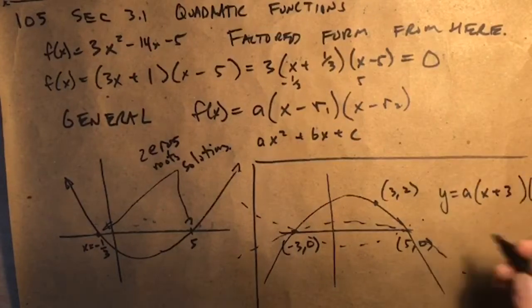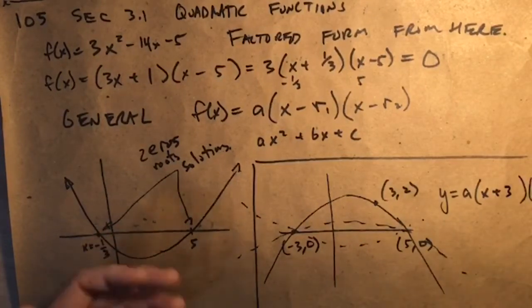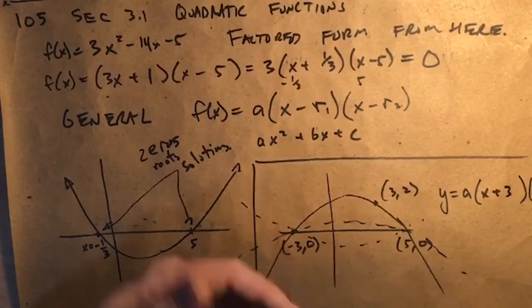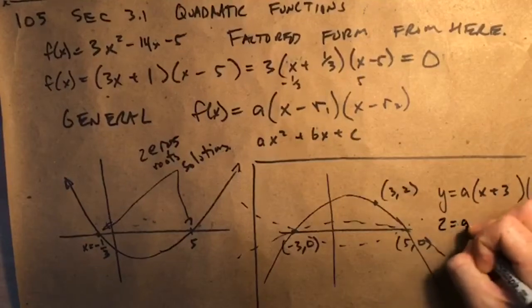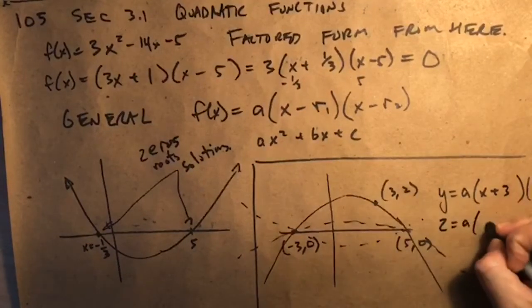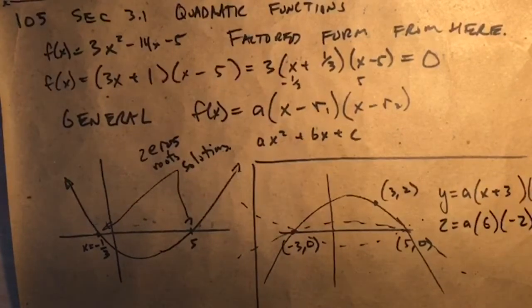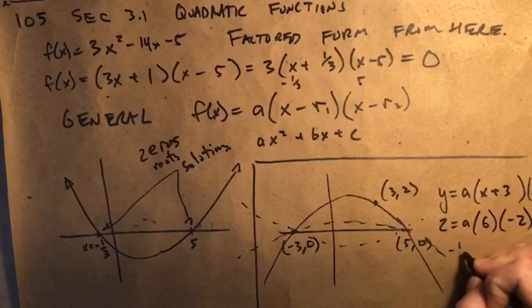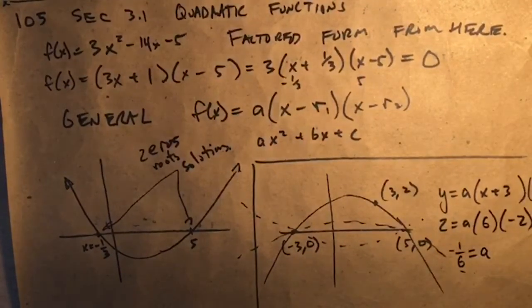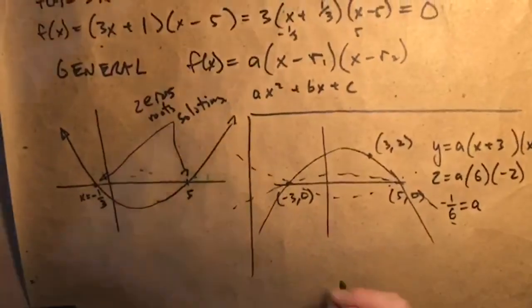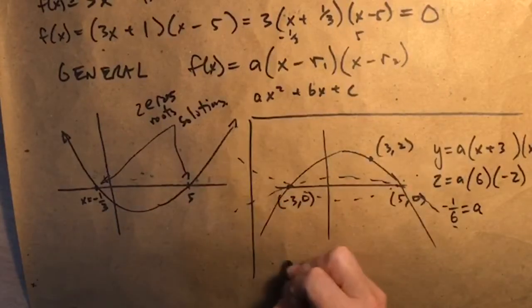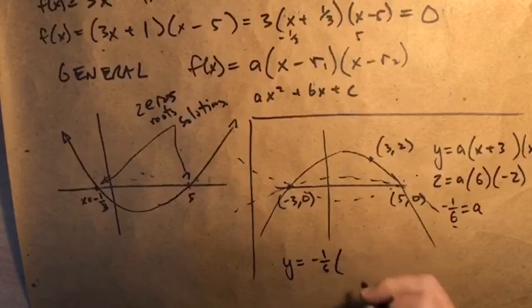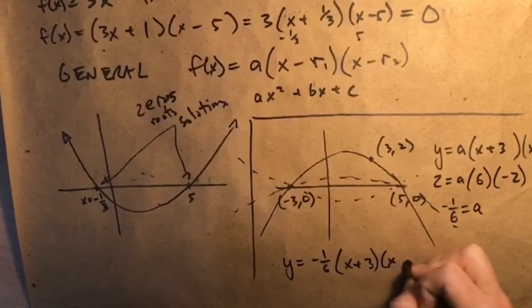So now that I have this family of quadratics that goes through (-3, 0) and (5, 0), I'm going to use that point (3, 2) in the only way I know how. Well, 2 is an output value, and 3 is my input. So we'll have 6 times a times -2 equals 2. And wrapping this thing in a tux, solving for a, we're going to have -1/6 equals a. Our final answer for this quadratic function that I have pictured for us, not the dashed ones, this original one, is y equals -1/6 times x plus 3 times x minus 5.